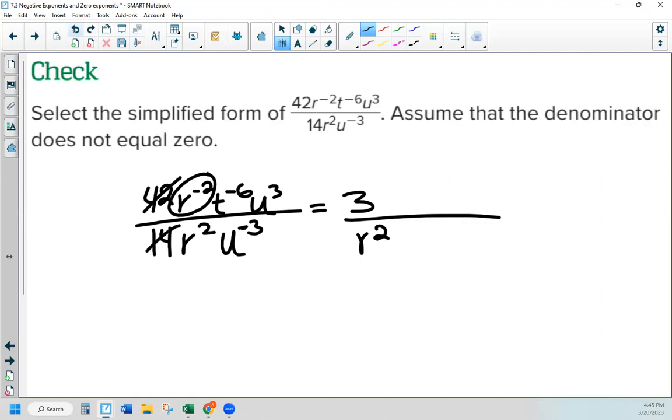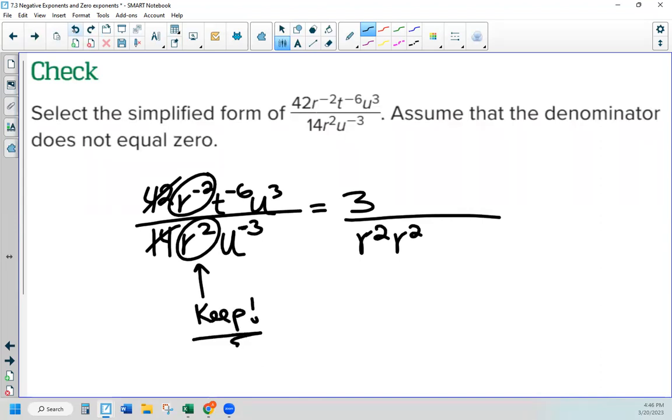Now, 42 and 14 have already been taken care of. The next thing I want to look at, you can go in whatever order your heart desires, but I'm going to try to keep it in a smart order. I just wrote the r to the second power right here, and I could see that there is another r to the second power on the bottom, but it's a positive exponent. Since it's a positive exponent, you keep it on the bottom.